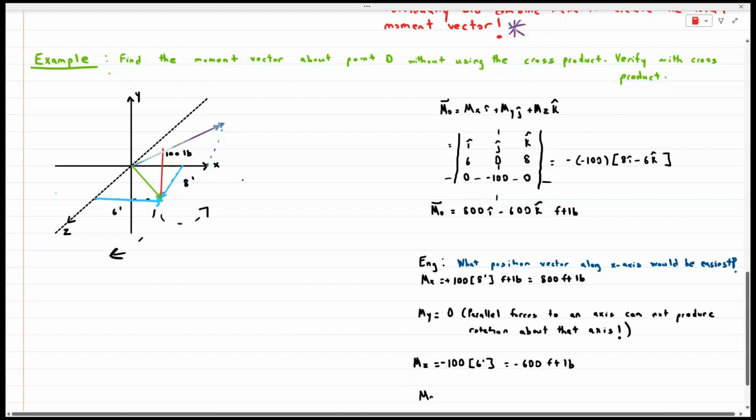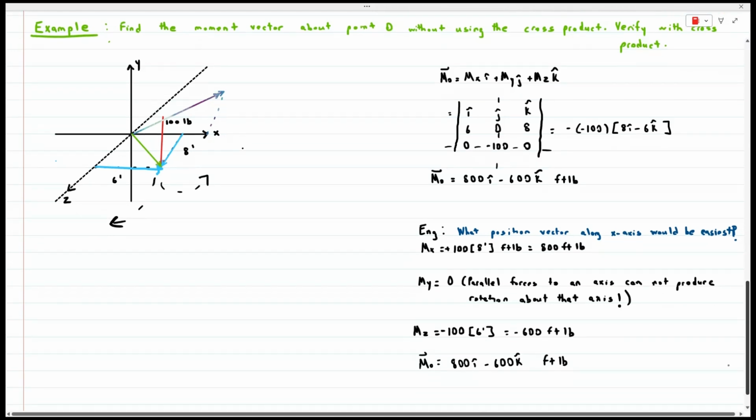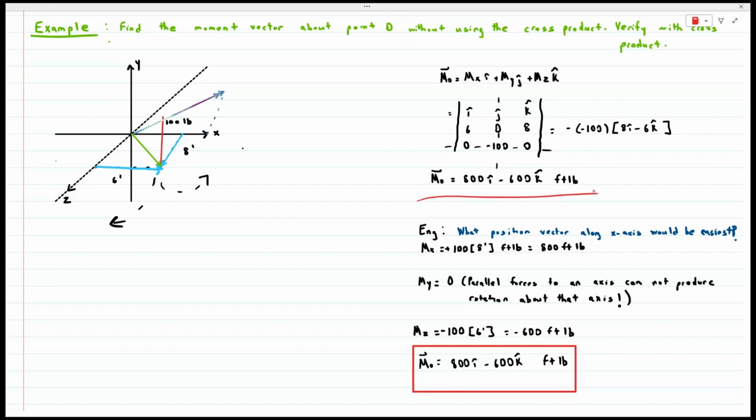If we combine the components of the moment vector that we calculated, what we end up getting is that the moment is 800 in the i minus 600 in the k, which is exactly the same as what we got before. I hope this video helped you understand how engineers take a moment in 2 dimensions and 3 dimensions.